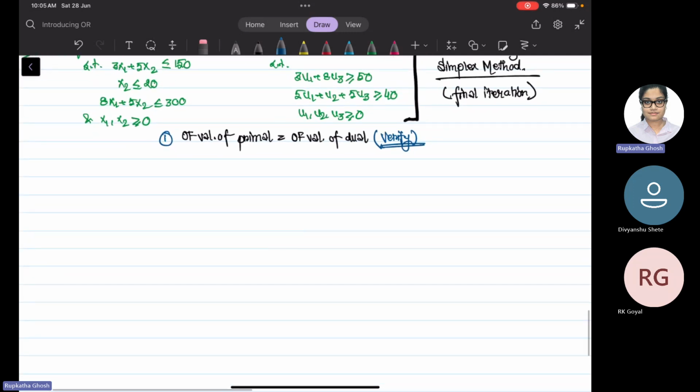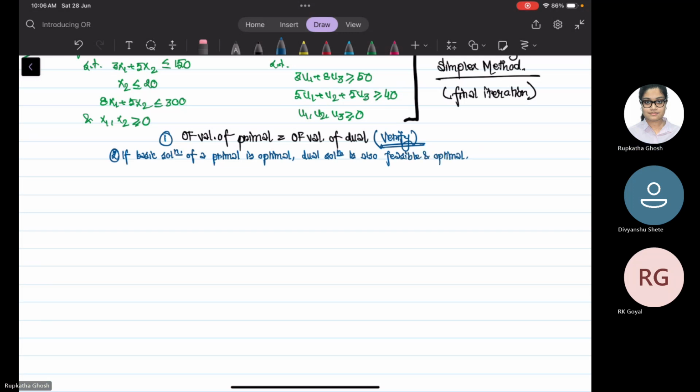Second is, if the basic solution of a primal is optimal, then the corresponding dual solution is also feasible and optimal.